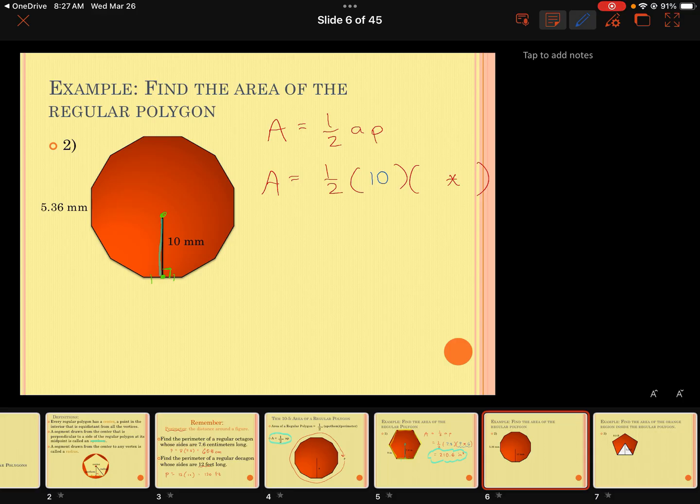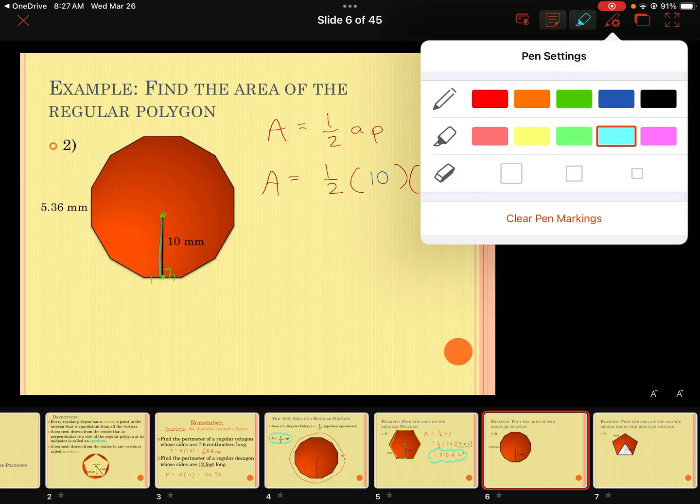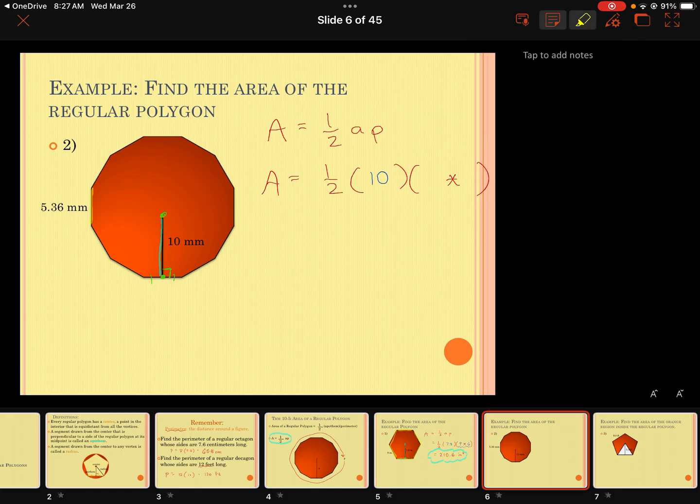Now the perimeter is going to be all of the sides added up. We know that one side is 5.36. That means all of the other sides are 5.36. So we could add 5.36 with itself that many times. Or you could do it the quick way and just take that 5.36, which is the length of each side, times the number of sides.